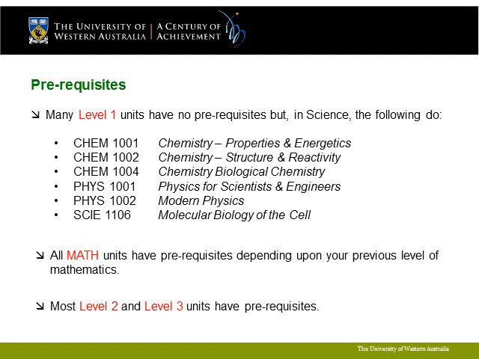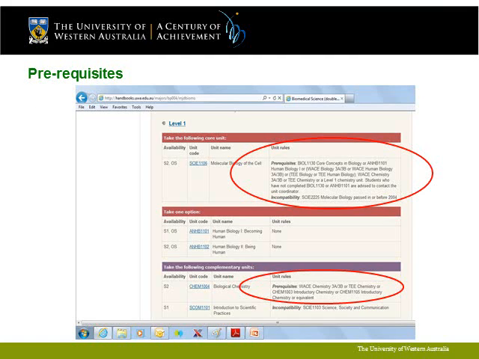Prerequisites are requirements that must be met before you can enrol in a unit. Prerequisites can be requirements from high school or from units studied at UWA. Many level 1 units have no prerequisites. The ones you are viewing now do. For further details, please refer to the handbook. Please also note that most level 2 and level 3 units have prerequisites. If you would like to find out about the prerequisites for a certain unit, you can visit the handbook at the UWA website.